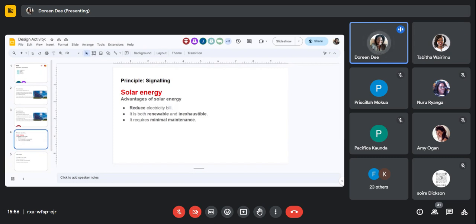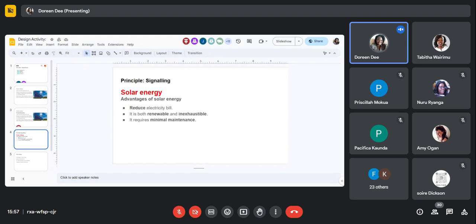If you look at the heading, solar energy has been highlighted to direct the learner's attention to what you want them to understand. Then under the main points, we've used bullets, which is supposed to direct the learners. And the key points, we've written them in bold.